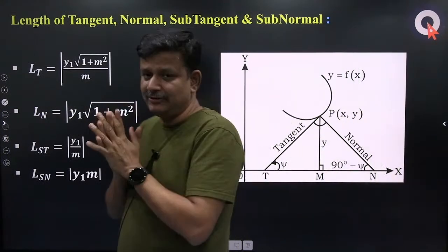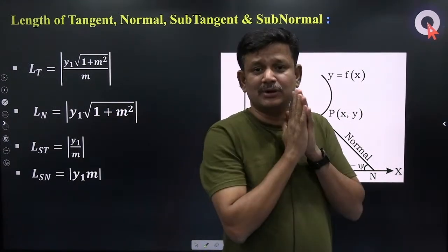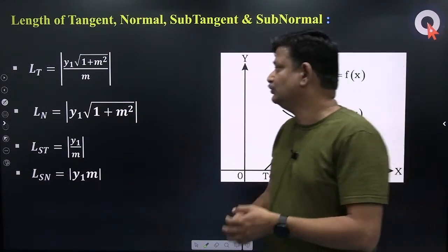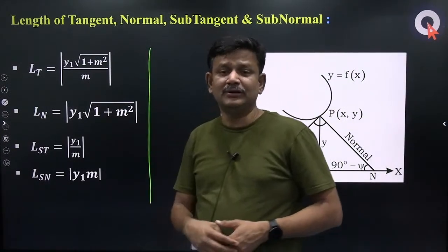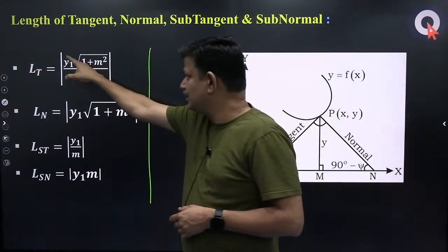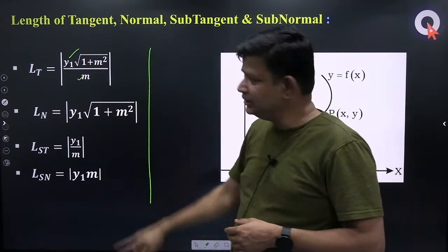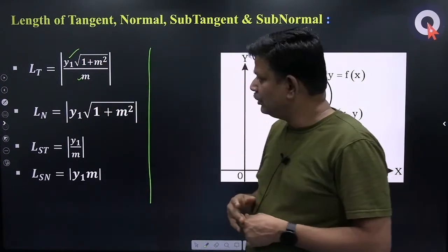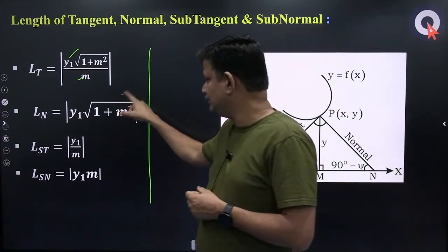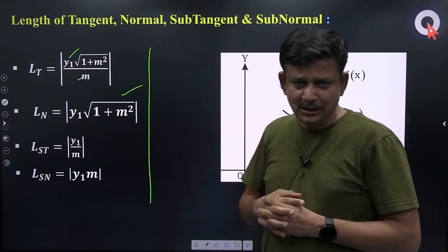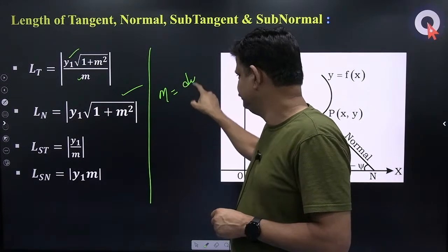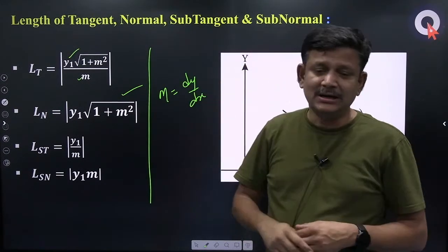Next point, once you have understood tangents and normals, then there is something which is very important again in application of derivatives. You need to know what is length of tangent, what is length of normal, what is length of subtangent, and what is length of subnormal. So you need to remember this formula. Length of the tangent is given by y by m root over 1 plus m square. Y coordinate of the point divided by m, where m is dy by dx, root over 1 plus m square. And length of normal is given by y root over 1 plus m square, y coordinate y1 of the point root over 1 plus m square. In all the cases, m is dy by dx.